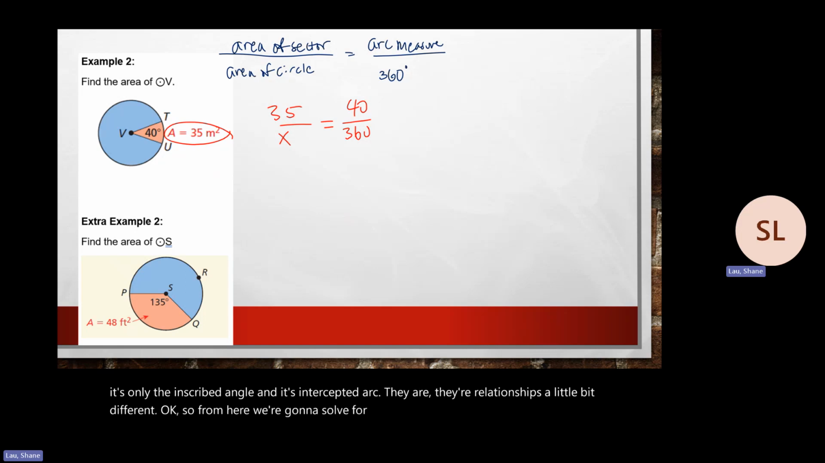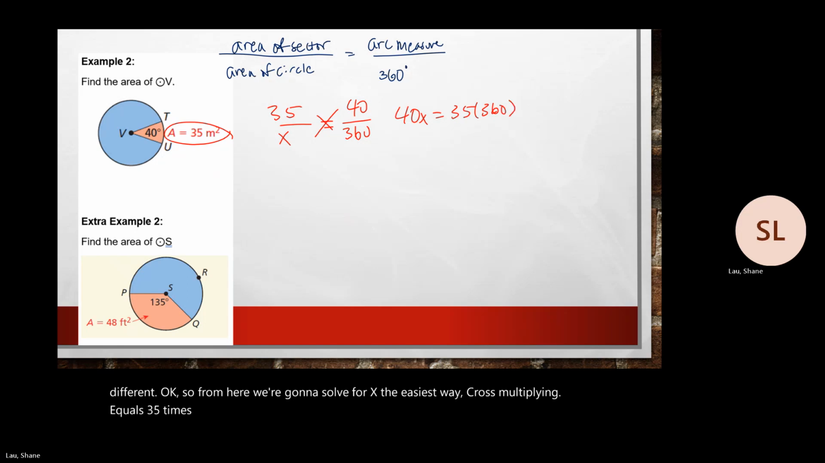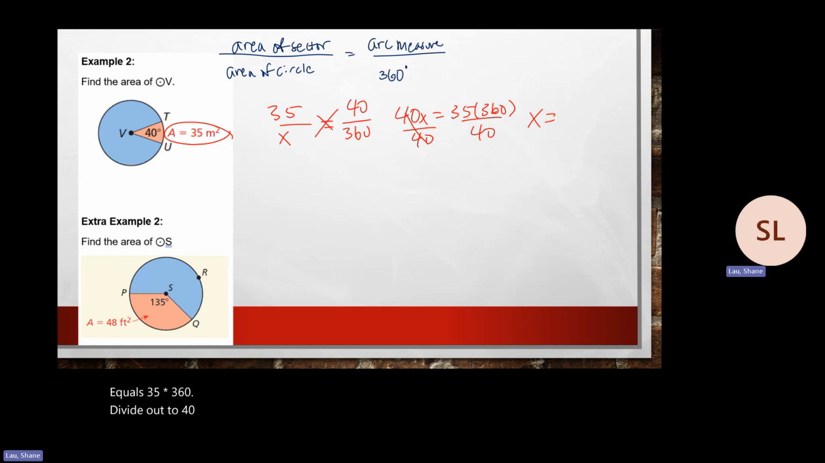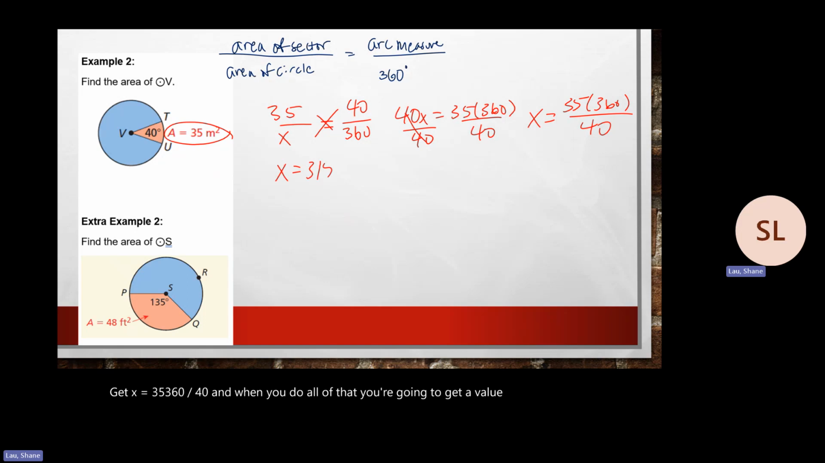The easiest way, cross multiply. So 40x equals 35 times 360. But there's a little bit of a trick here. Again, you don't want to put this into a calculator yet. Divide out the 40. Get x equals 35 times 360 divided by 40. And when you do all of that, you're going to get x equals 315 meters squared.